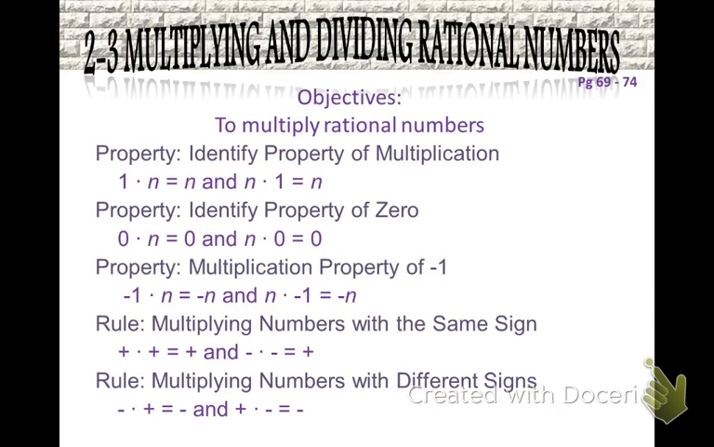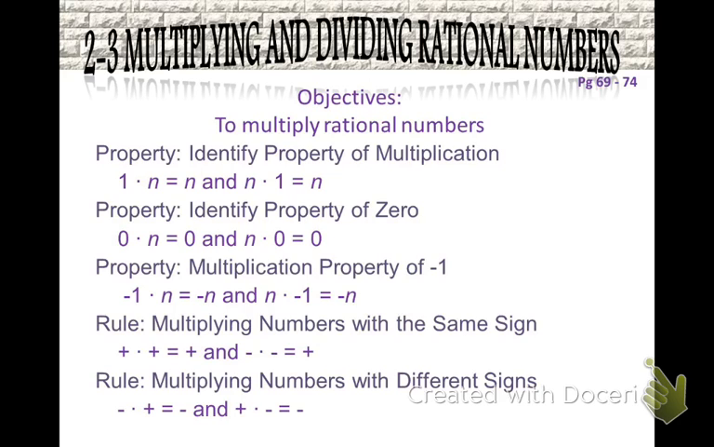Today's lesson is multiplying and dividing rational numbers. The objective in this first section is multiplying rational numbers, and then division is right after this. Identity property of multiplication: 1 times a number equals that number.